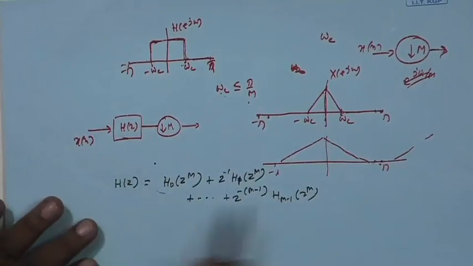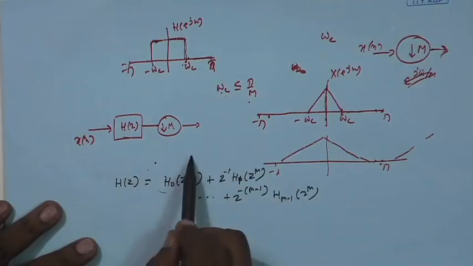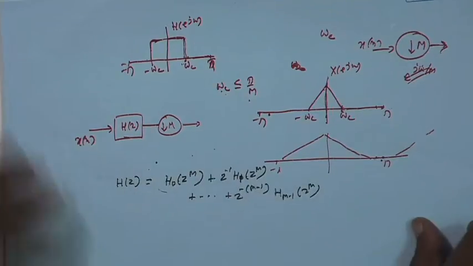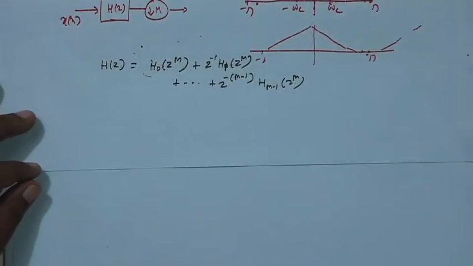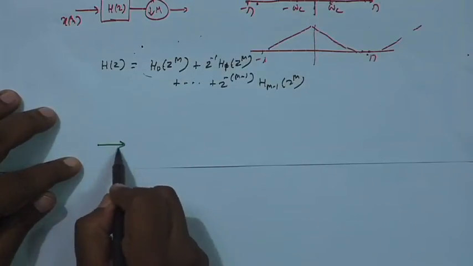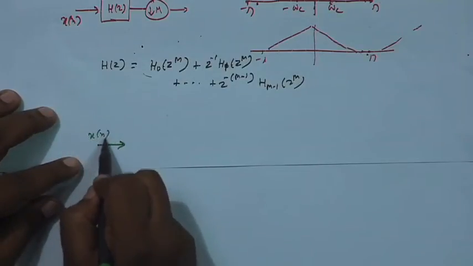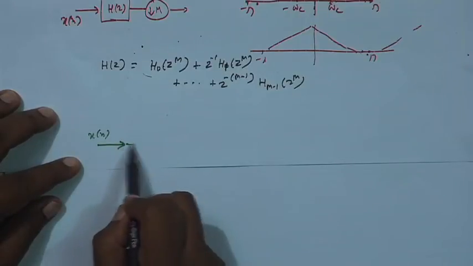So for H(z) I go for this polyphase decomposition. X(z) into H(z) means X(z) into this plus X(z) into this plus, like that. So what you can do is, this filter can be realized like this: x(n), that is in terms of the Z transform X(z), X(z) into this component.